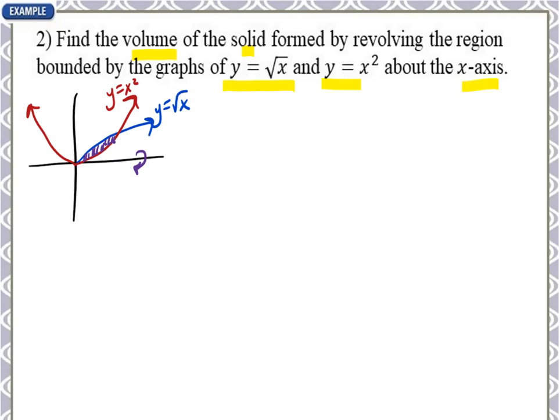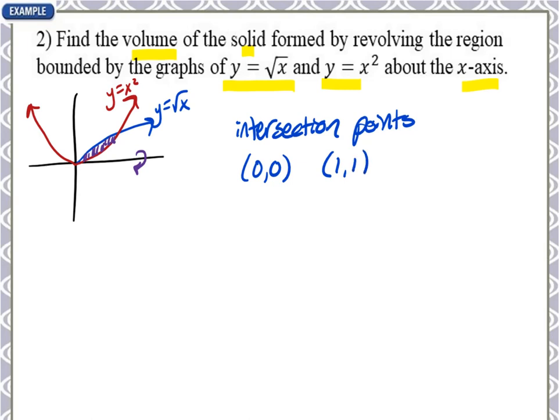So what you're going to need to find, of course, first is your intersection points, so that you know what your lower bound and your upper bound are. These graphs are not too difficult. Hopefully you can figure out that they intersect at the origin, and then they also intersect at 1, 1. If you're not sure about that, feel free to graph them in your calculator and find those points of intersection.